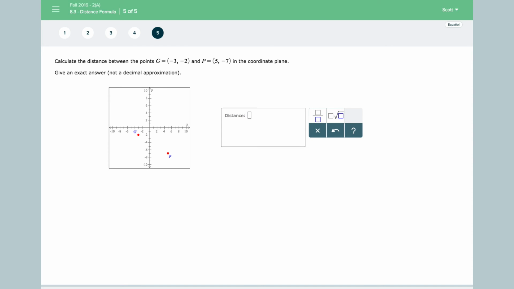Last one, the same thing. We have -3 and -2, and we have 5 and -7. Let's subtract them. -3 minus 5 is -8. And -2 minus a -7, I'm going to do that on the calculator just to make sure I get it right. It is 5. That's what I thought. I just wanted to make sure. There's no shame in using a calculator.